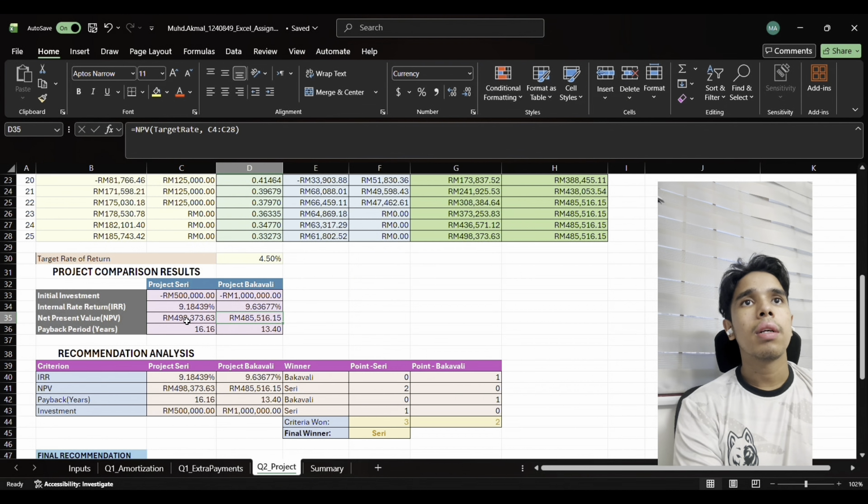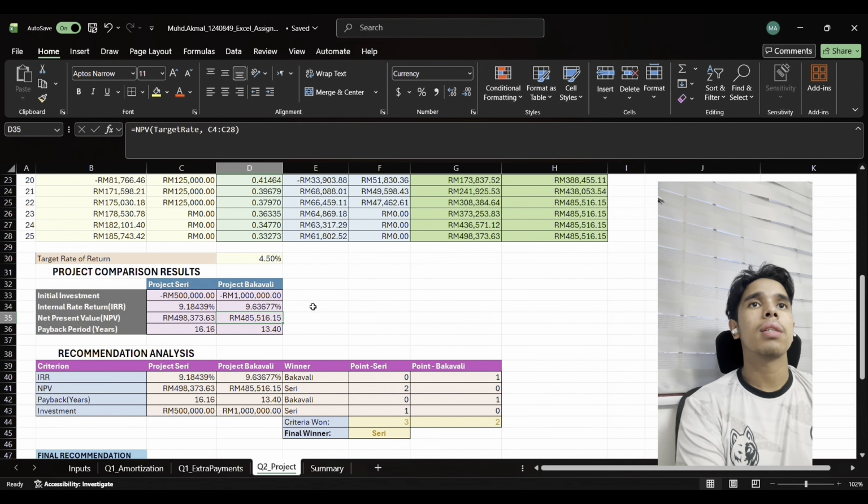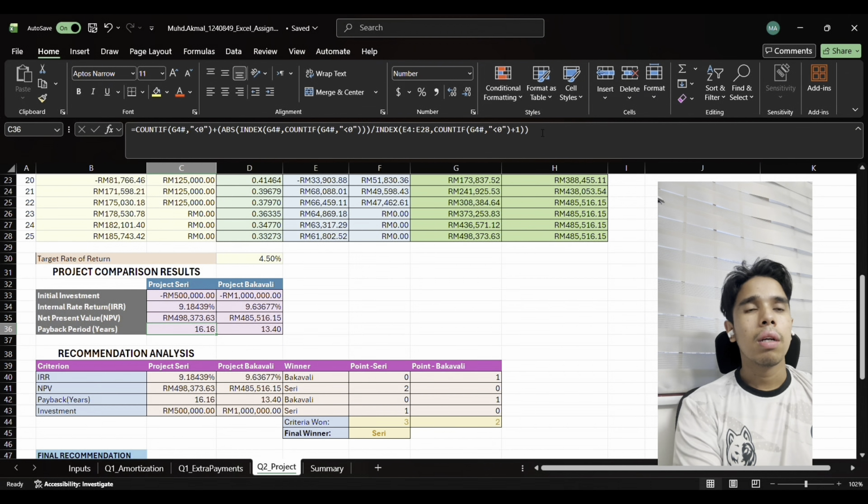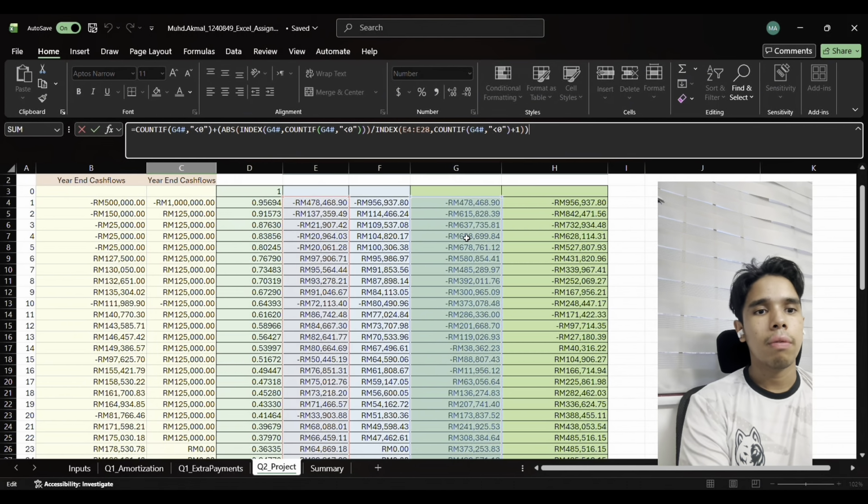Project Seri is 568,373.63 ringgit. Project Bakawali is 485,516 ringgit 0.15 cents. And for payback period, we use a formula. For this formula, I use MATCH and INDEX. So this function finds the first year where the cumulative discounted cash flow becomes positive. Then we interpolate to find the exact payback period.